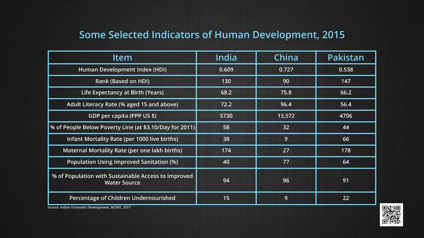Look at table 6, which gives some selected indicators of human development for the year 2015. As shown in table 6, China with 0.73 is in a much better position as compared to India at 0.61 and Pakistan at 0.54 in terms of the Human Development Index, that is HDI.